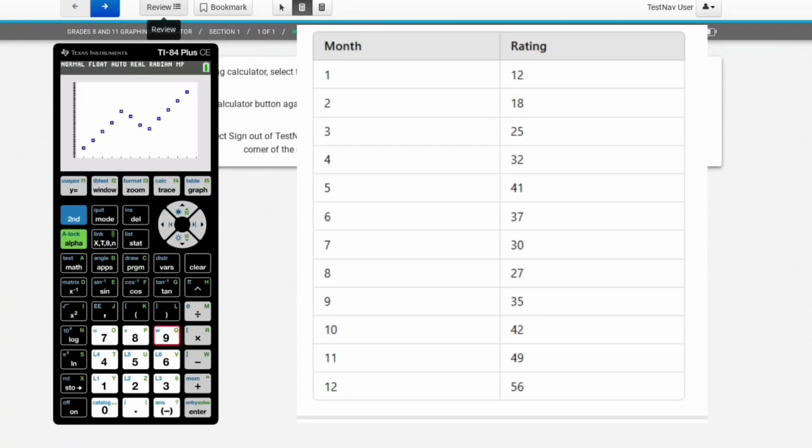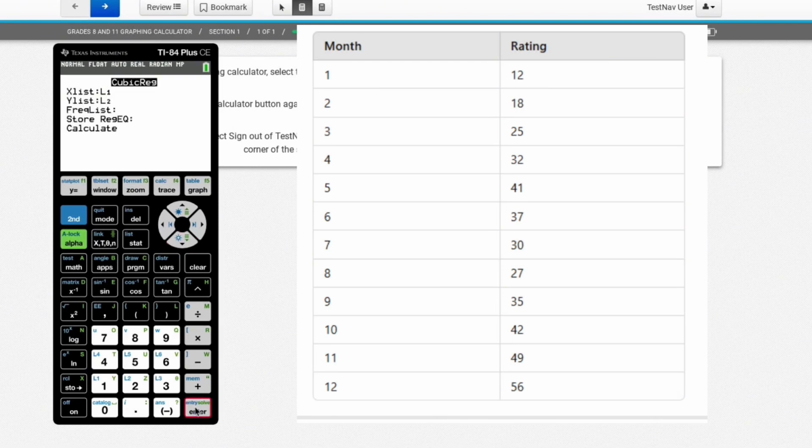Now, in order for me to find the equation of the regression curve, I already have my information plugged in. So I'm going to go to Stat first, then Calc here. We determined that this was cubic, so I'm going to do cubic regression.